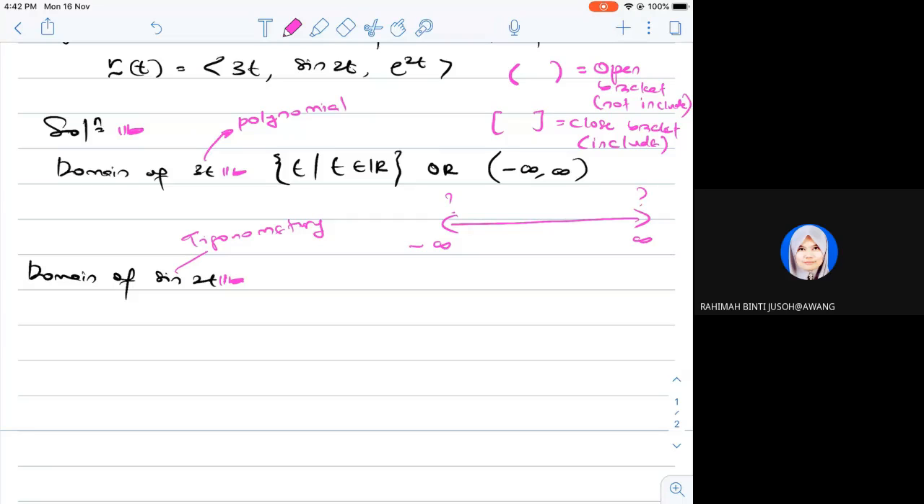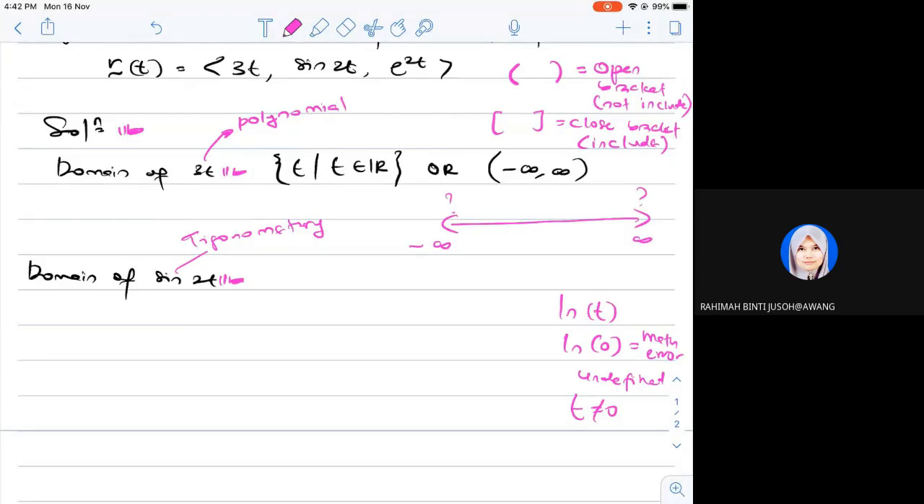However, right now, if I ask you to use your calculator and key in ln 0, can you get the number from your calculator? No. You will get a math error, right? If I ask you to key in ln 0, you will get a math error in your calculator, undefined, which means that t cannot be equal to 0 for ln.